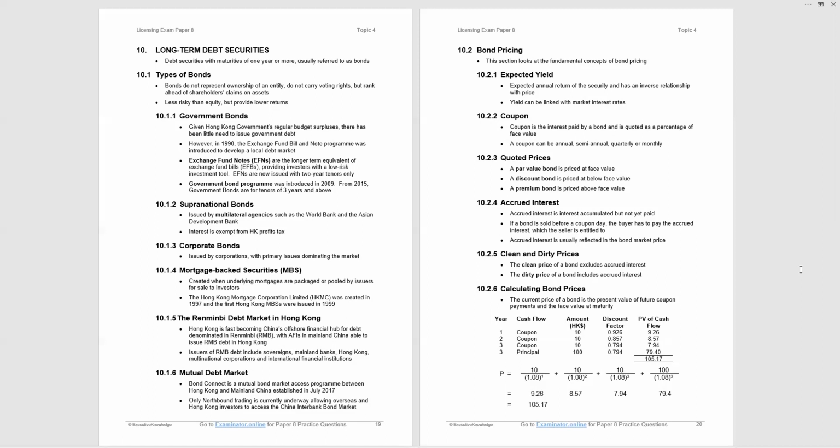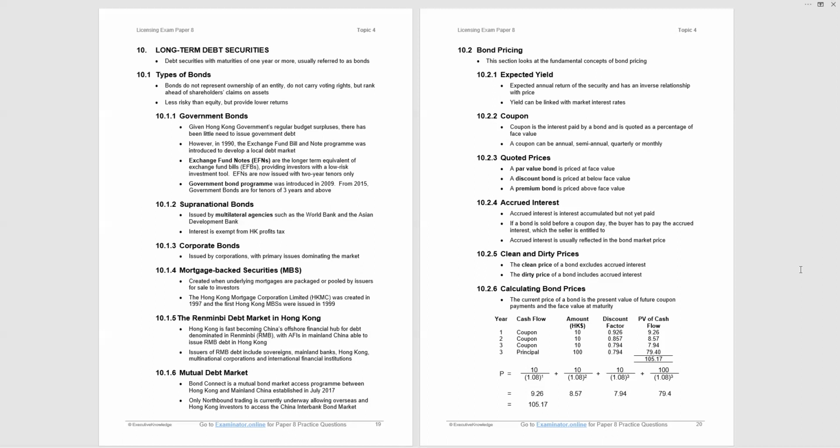The expected yield. Expected yield of a bond is the return that you are going to receive that will reflect the coupon, the price, and the maturity. So it's the overall return, and it will be a function of market interest rates. The coupon is the interest paid by a particular bond, and that will be a percentage of the face value. Now, that is not necessarily the yield. As I said, the yield's a function of the price, the coupon, and the maturity. The coupon is purely a function of the coupon rate and the face value of the bond. Now, that coupon can be annual, semi-annual, quarterly, or monthly.